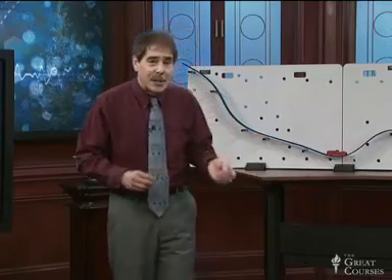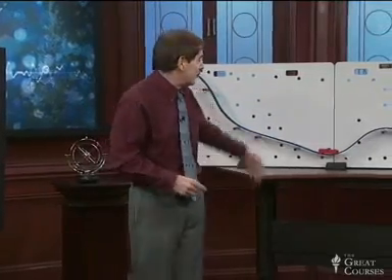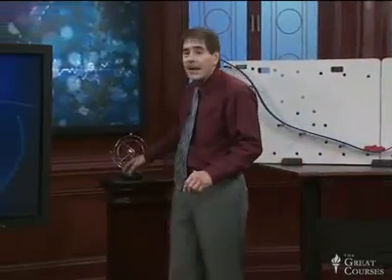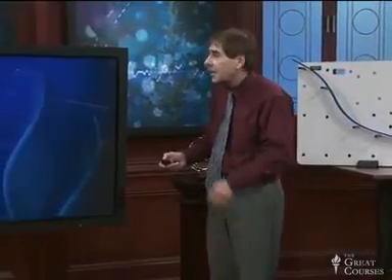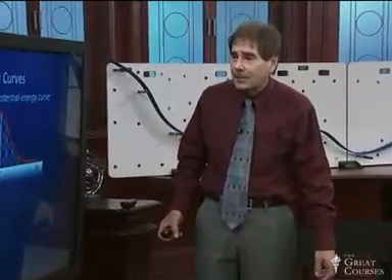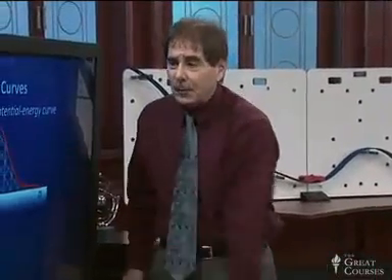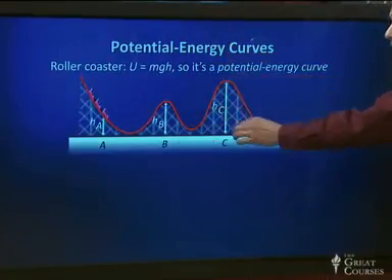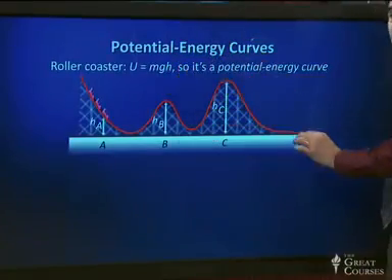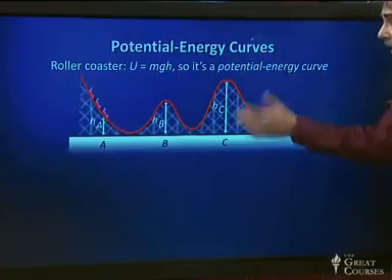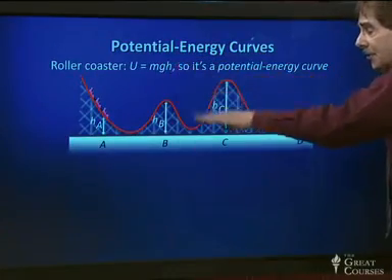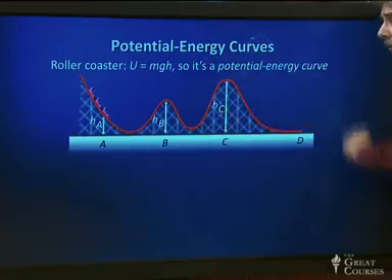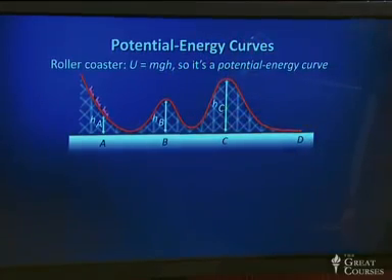Perhaps the paradigm example of a potential energy curve is the roller coaster, as I have here on this track. And I'd like to take a minute and explore the energetics of potential energy curves using the roller coaster as a paradigm. So here's a picture of a roller coaster. On a roller coaster, we're talking about gravitational potential energy. U is mgh, weight mg times the height, and so height is a direct measure of potential energy. So the actual shape of the roller coaster becomes a potential energy curve.